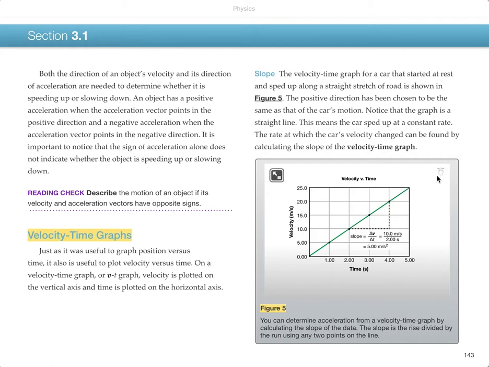But look at what in this problem: the rise is a change in velocity and the run is a change in time. So now we have the slope is a change in velocity over time. Well, that is the definition of acceleration, how much you speed up in a unit of time.